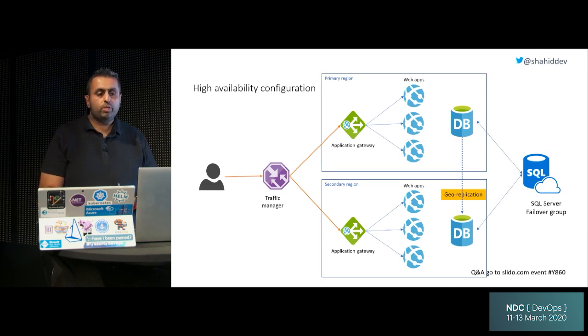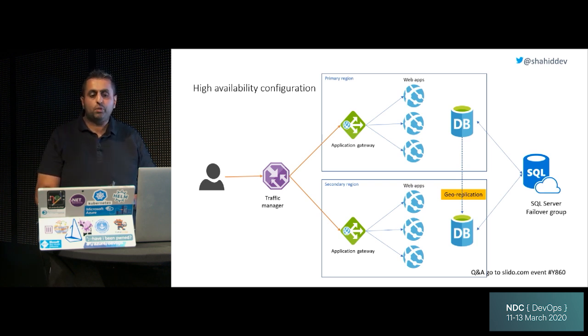That traffic manager will route people to a specific region. So in this example, we're setting up a highly available, active configuration. Depending on where the user is, they may get sent to either the primary or the secondary region. The reason we're doing this is, one, the users will get better performance, but also if we have an outage on one of the regions, we will fail over to the secondary region.